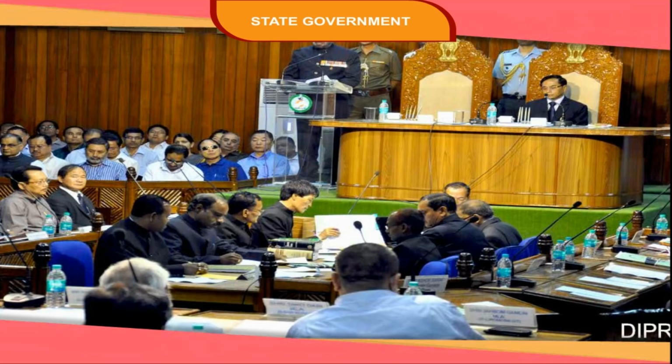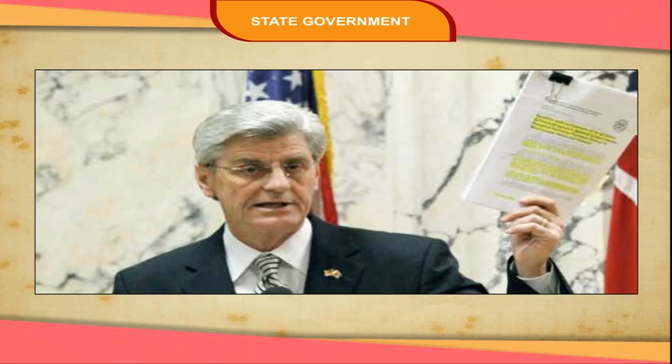Limitations on the powers of state legislature. Bills on certain subjects cannot be introduced in the state legislature without prior approval of the President. Bills on certain subjects passed by the state legislature cannot be signed by the governor. They have to be sent to the President for his consideration and assent. The governor of the state can reserve any bill passed by the state legislature for the consideration of the President.